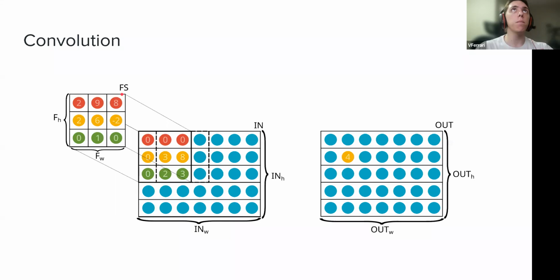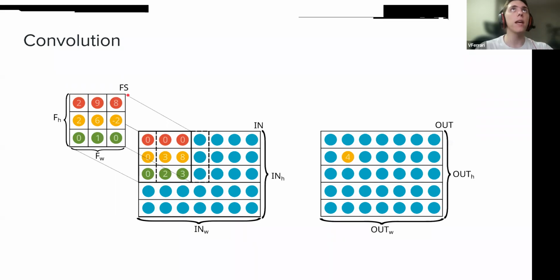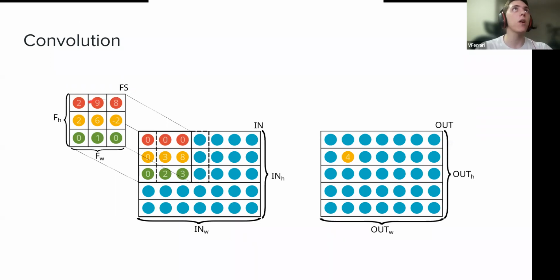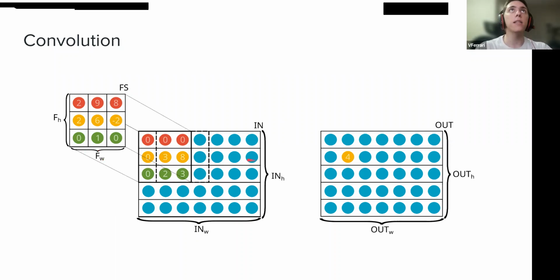And we have a filter that also can have multiple channels, also a height and a width. And the way that the convolution works is that this filter is slid over this input tensor with a stride, creating these sorts of windows.